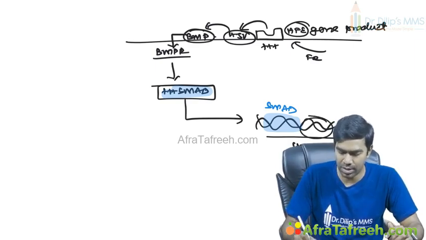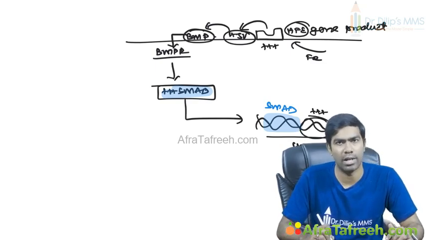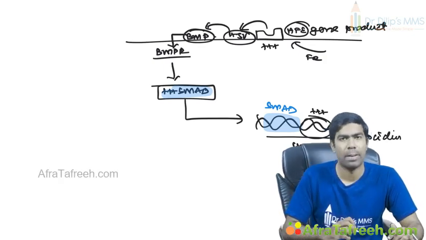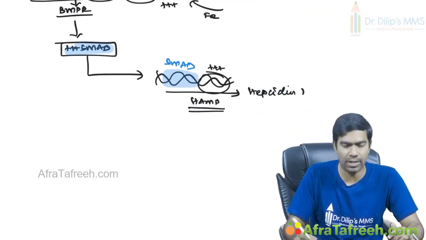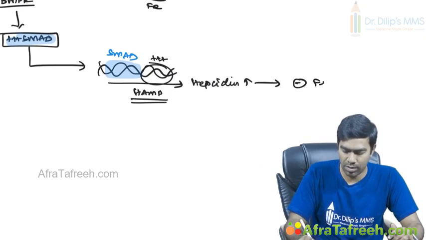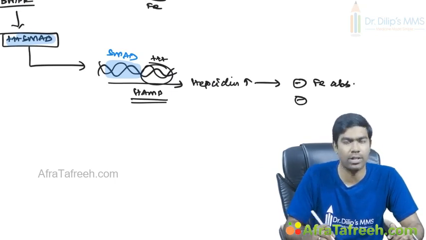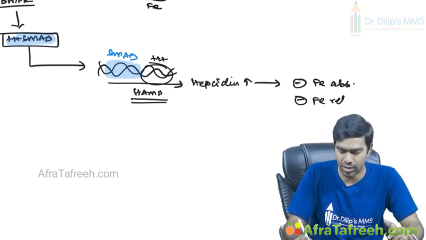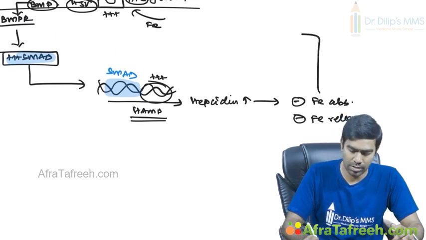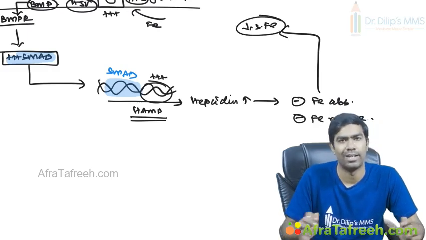This HAMP gene will be stimulated by SMAD binding. What is this HAMP gene coding for? The HAMP gene is going to code for hepcidin, right? So hepcidin will increase. Hepcidin, I told you, is going to inhibit iron absorption from the GIT, as well as inhibit iron release from the reticuloendothelial system. Clear? Which means they reduce the serum iron, which means it's a very important negative feedback mechanism.